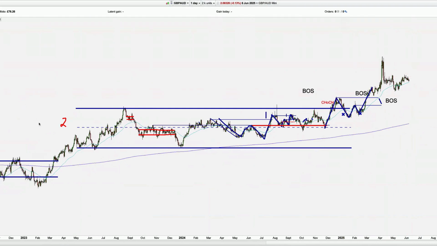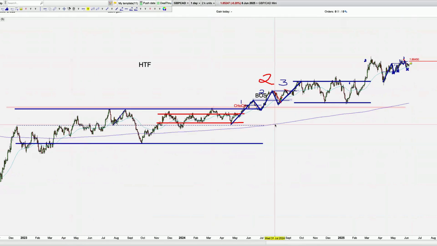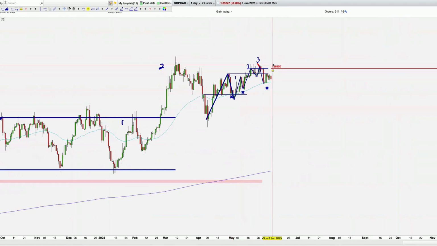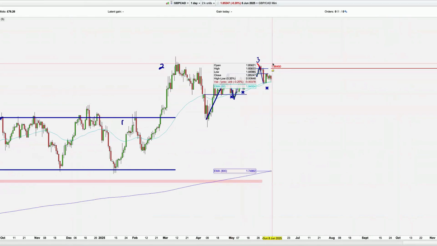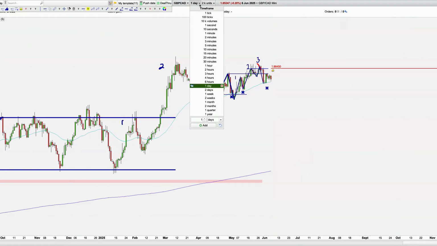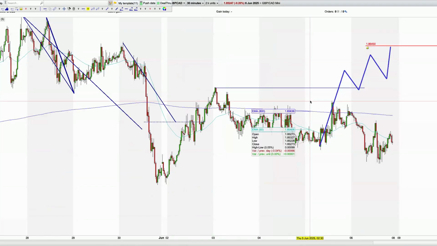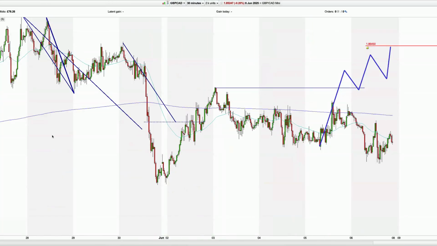GBP CAD is a thing of beauty as well on the daily. Level 1, level 2. We're just sort of hugging the 50 at the minute. And if we get a close up here, that's good night. We're going to be flying, waiting for it. Waiting for longs. It's a tricky pair because it moves so aggressively. At the minute, we haven't really done what I would like to do. So until it does stuff I'd like to do, I'm not going to touch it.